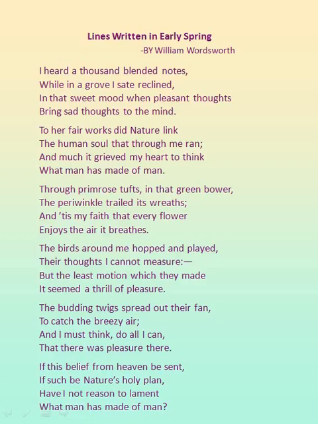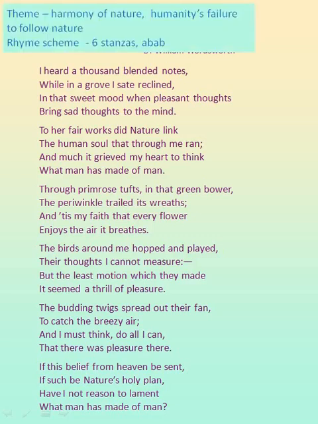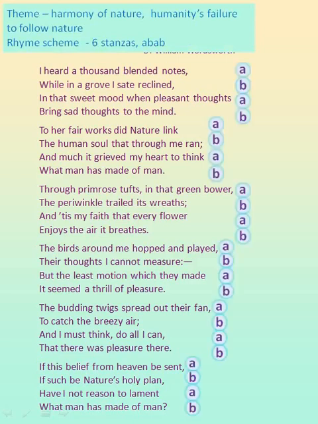Dear students, in this video we shall see the poetic devices, theme and rhyme scheme used in the poem Lines Written in Early Spring, written by William Wordsworth. The poet has explored the theme of harmony of nature and humanity's failure to follow nature. In this poem there are 6 stanzas and all the stanzas follow the same rhyme scheme of A-B.